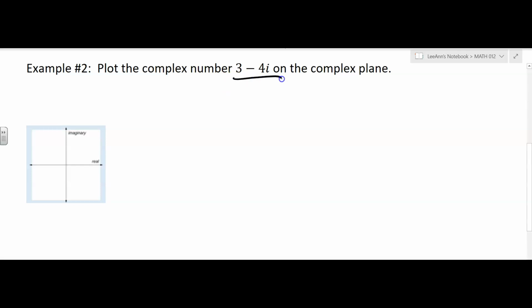All right, so we're going to plot the complex number on the complex plane. So I have a complex plane here. It's labeled for me real and imaginary. So I'm going to go 3: 1, 2, 3. That's on the real axis. And then I'm going to go down 1, 2, 3, 4. So it's going to be right there. That's going to be then my number 3 minus 4i. I didn't really mean to put parentheses around that. Let me rewrite that. 3 minus 4i. So that's how you represent that complex number on a complex plane.